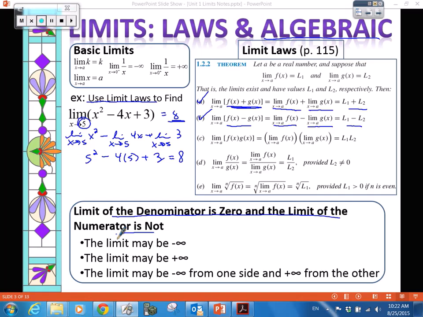If it's a number over 0, now this is really important. If the denominator is 0 and the numerator is not 0, okay? If that's true, we are stopped. And the answer is going to be one of these, either positive or negative infinity or a combination of both. Okay, so that's really important. So when we do limits, first step, substitute this number in. If we get a number, we're done. If we get a number over 0, we're actually done. We just need to figure out where we're going, positive or negative infinity. Okay, we okay with that?